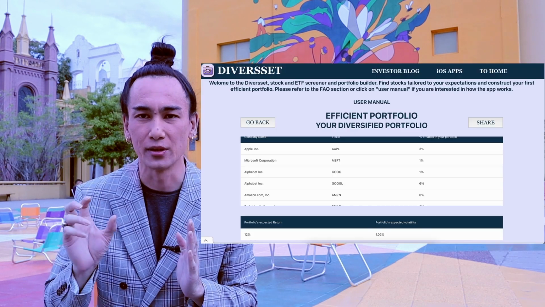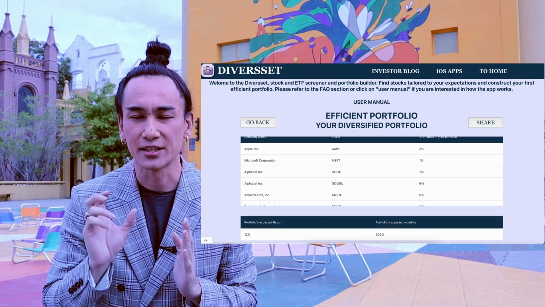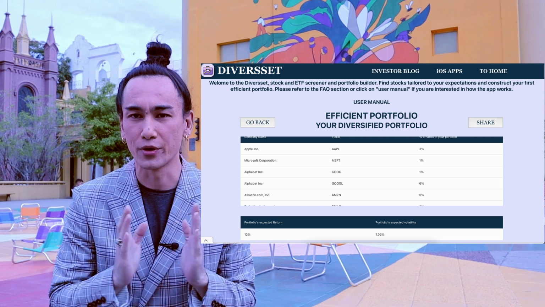An efficient portfolio is the portfolio where you will get the minimum possible risk level given your required return. In simple words, an efficient portfolio distributes the stock weights in your portfolio in such a way that you get the minimum possible risk level and expected volatility from all other portfolios on the market with the same stocks that you have, but with different weights of those stocks. And Diversset builds that portfolio and finds you great stocks just in a couple of clicks.